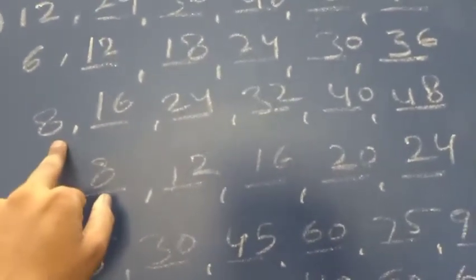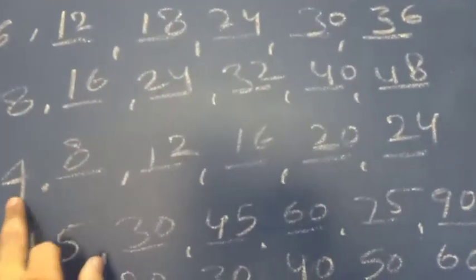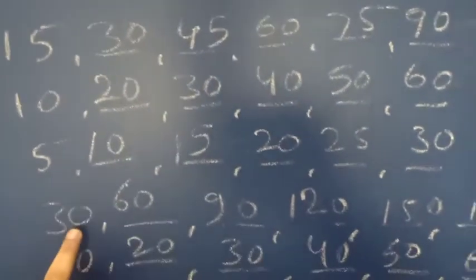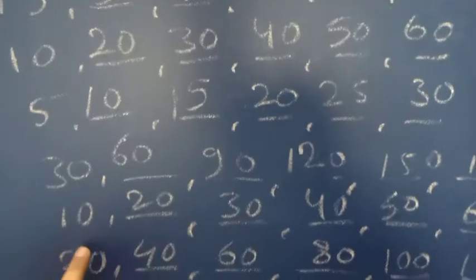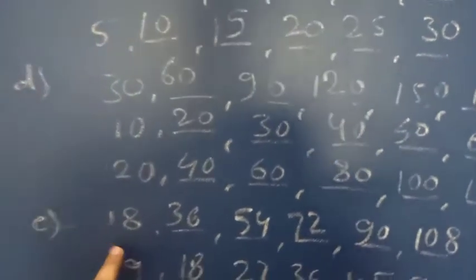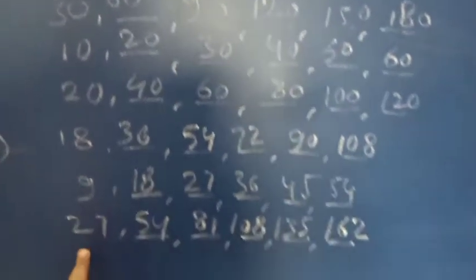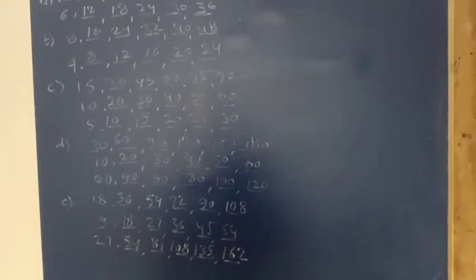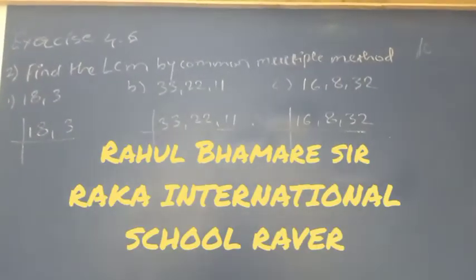Next 8, the table of 8, the table of 4, the table of 15, then 10, then 5, then 30, then 10, then 20, then 18, then 19, then 27. Now you have to pause the video and write all the tables. Look at question number 2.